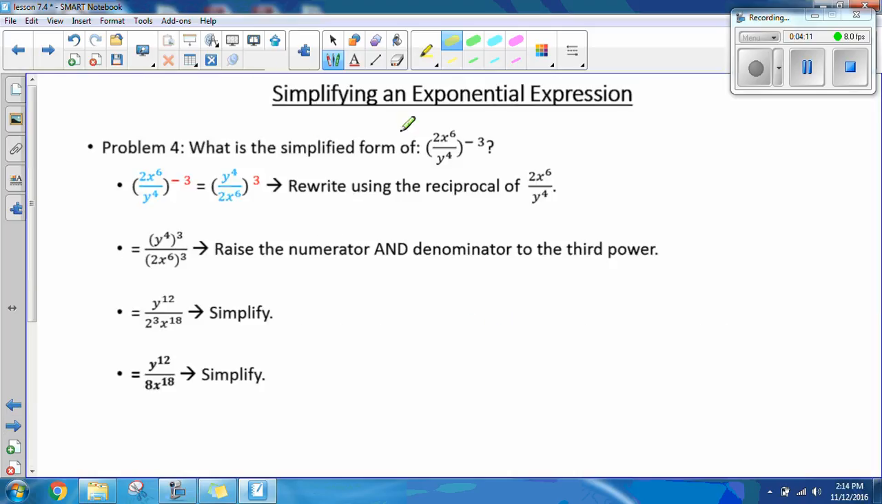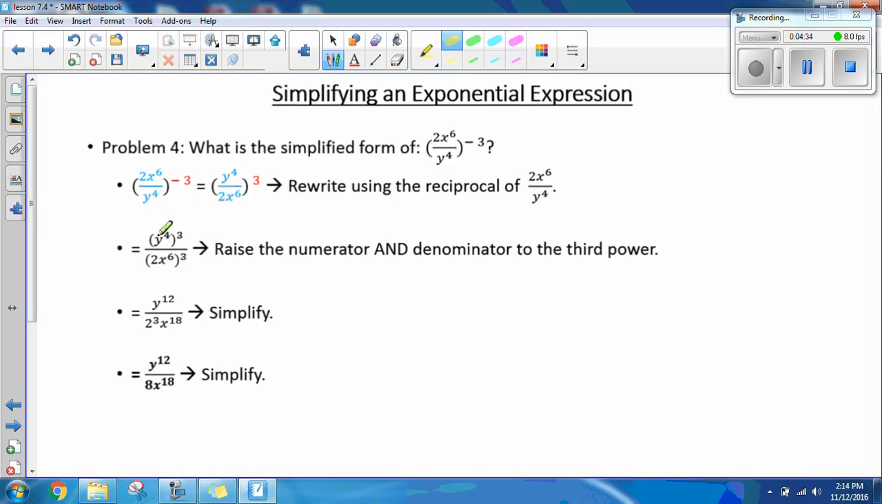So what is a simplified form of this quantity, 2x to the 6th power over y to the 4th power, being raised to the negative 3 power? Well, remember, we can rewrite this as the reciprocal, y to the 4th power over 2x to the 6th power, being raised to the positive, the opposite of this, to the 3rd power. Now I can simplify even further.